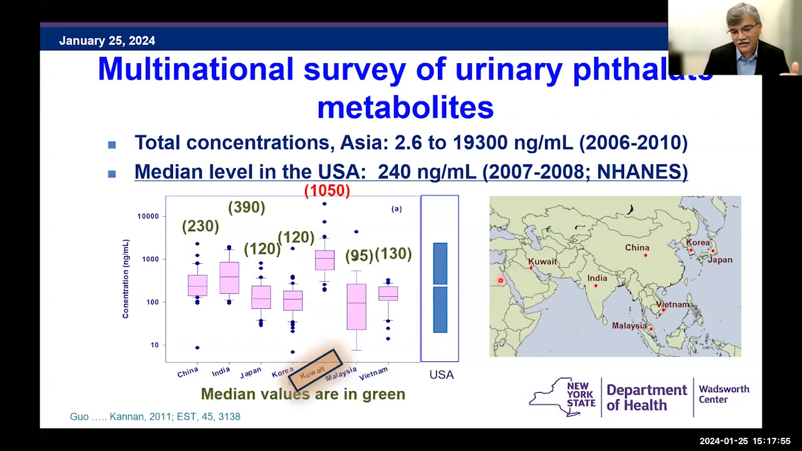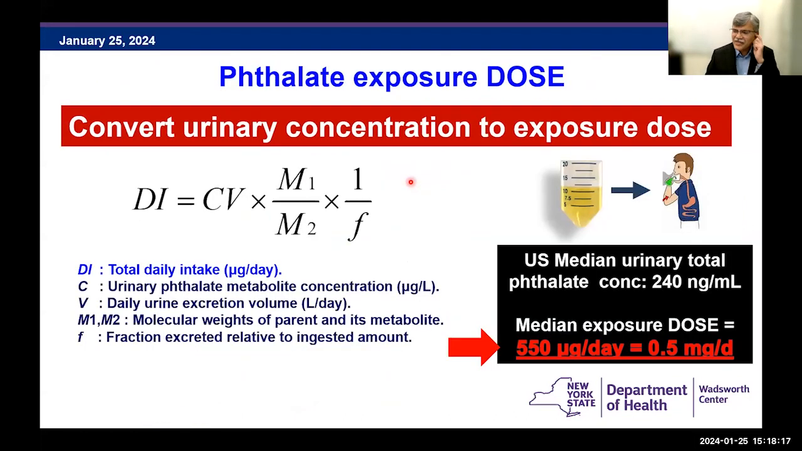So then I'm going to talk a little bit more about what it means, right? At that time, 2007-8, the median phthalate concentration in the US population was 240 nanogram per milliliter. And the concentrations in many other Asian countries were somewhat similar or slightly lower. So when you say 240 nanogram per milliliter, what does it mean, right? Sometimes concentrations don't mean much, but there is a way to make it more useful. You convert the concentration into an exposure dose, right? That can be done using a simple pharmacokinetic approach.